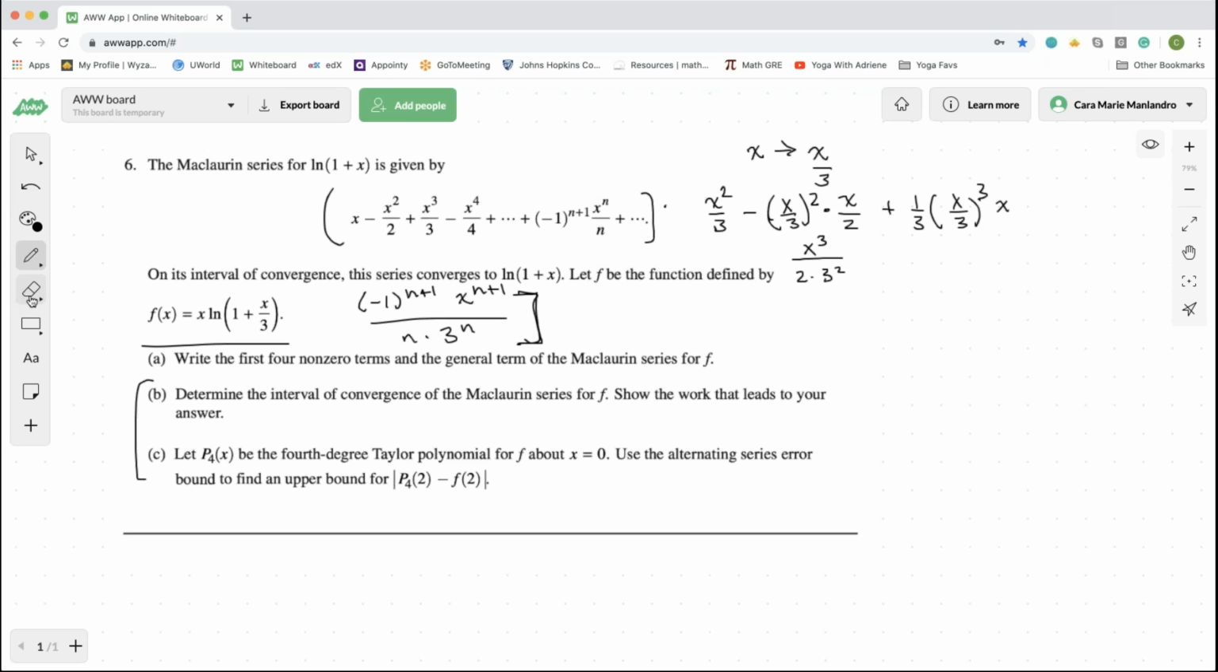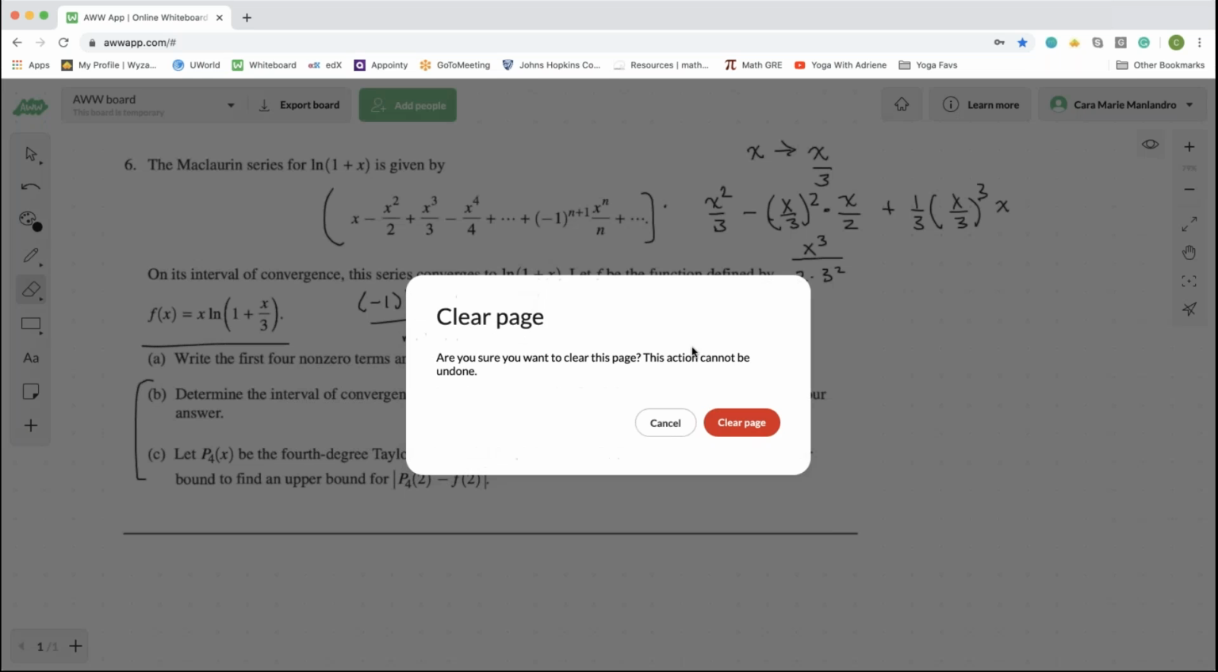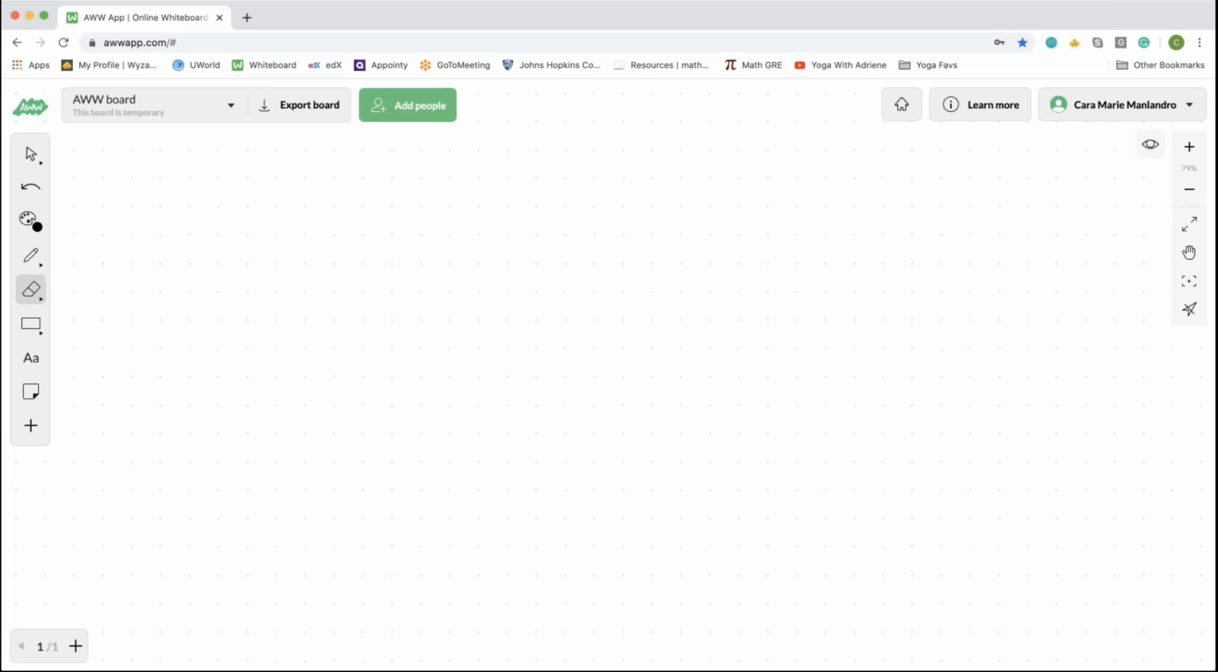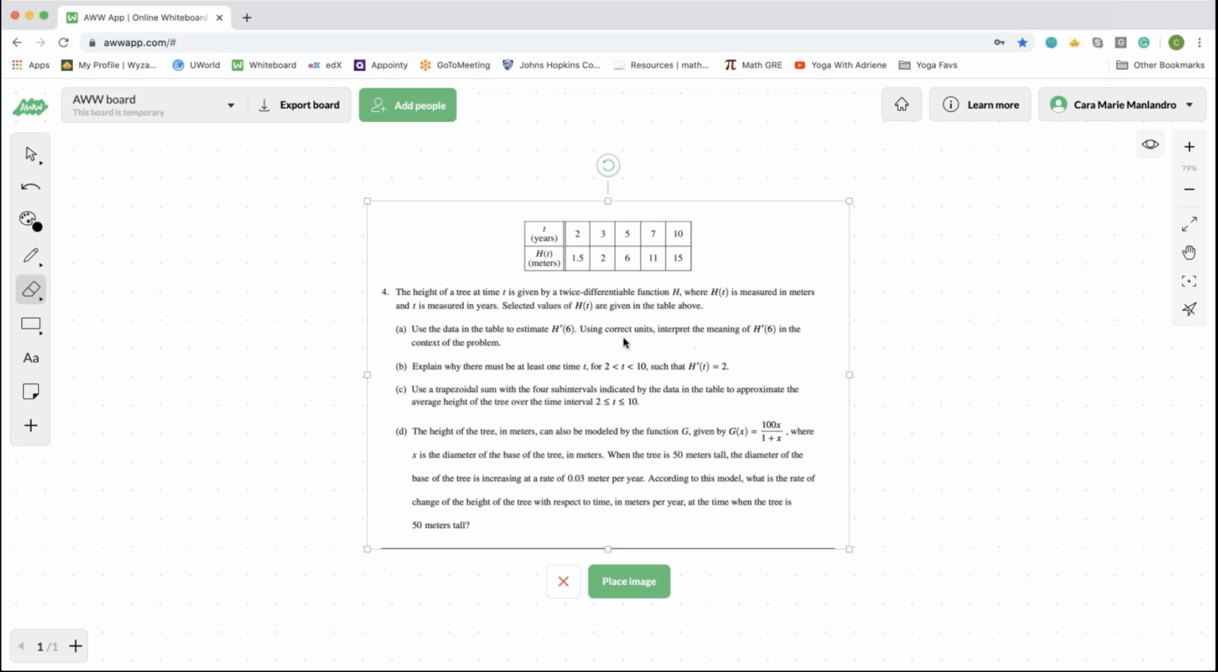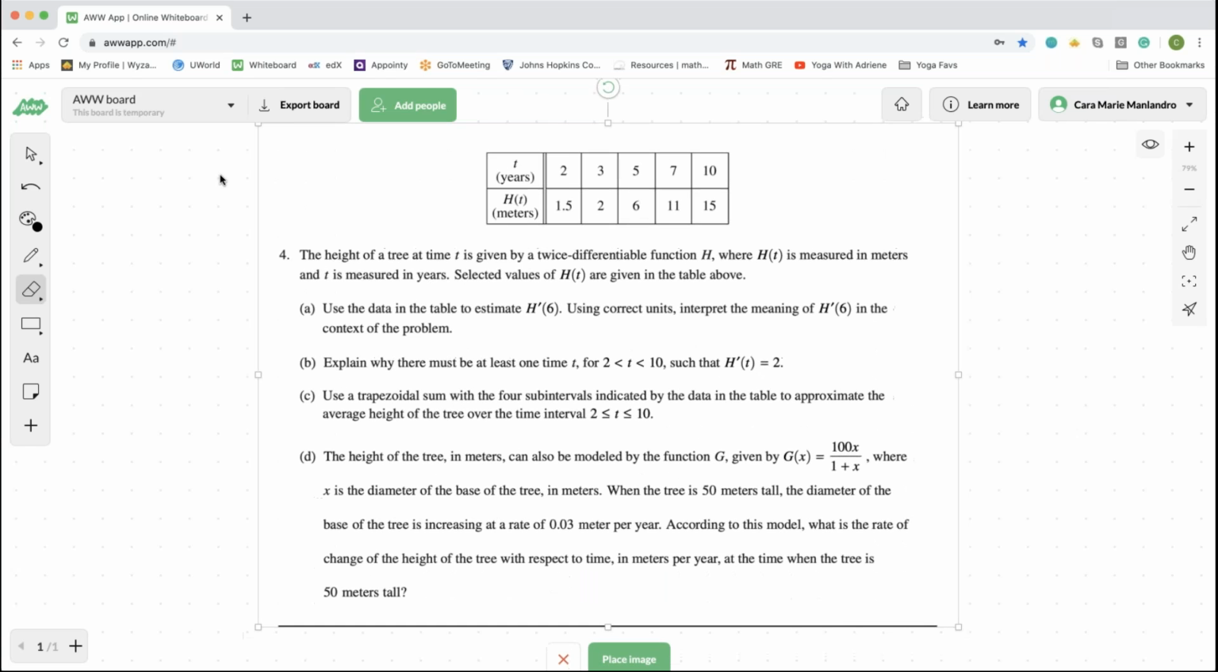Okay, and then to answer the question that was sent privately, the question was, what's covered on this year's AP? Essentially everything except for parametrics and polar. So everything you were responsible for before, minus parametrics and polar.